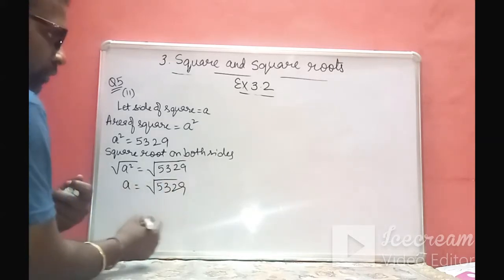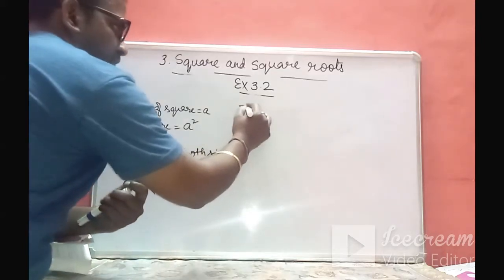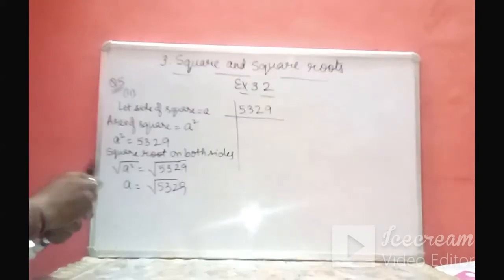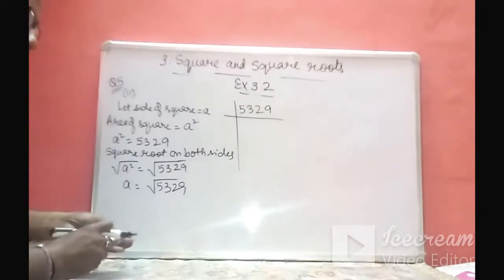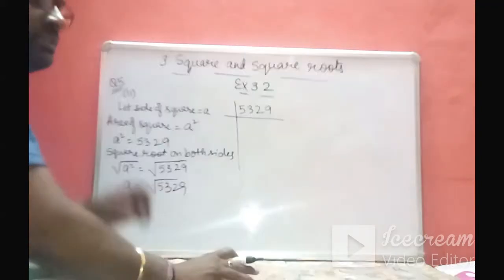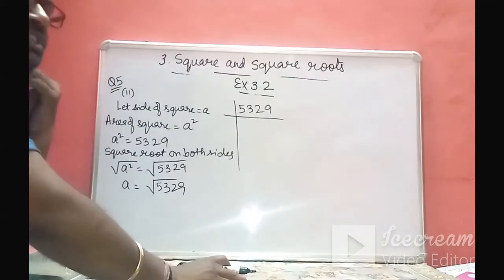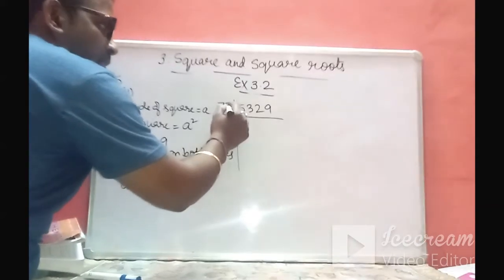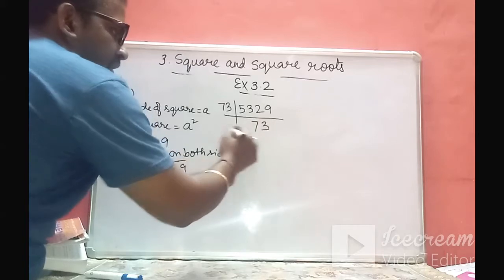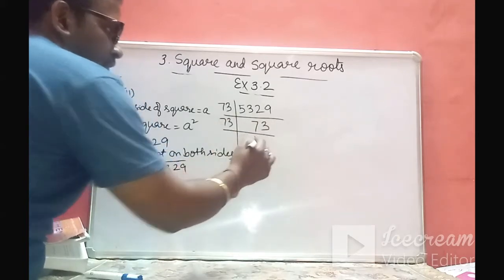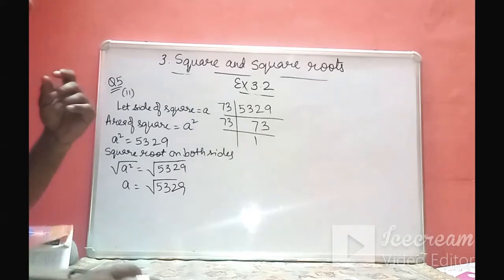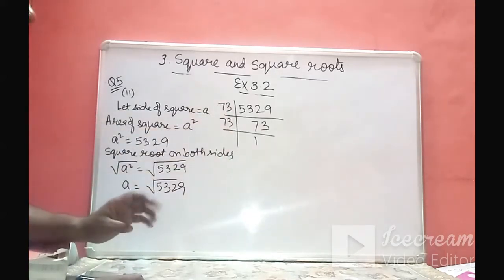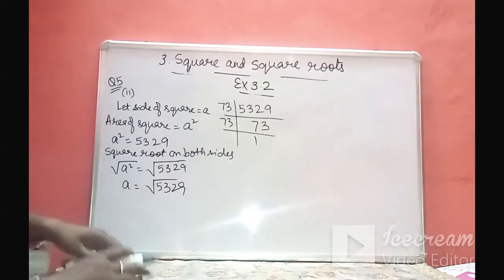So a is equal to the square root of 5329. Now for prime factorization, see, what is the problem with this method when we have numbers like this? This number is not divisible by our simple prime factors like 2, 3, 5, 7, 11, 13. Actually this number is straight away divisible by a prime number, that is 73. So for these types of questions, whenever a certain number is divisible by a big prime number, the long division method is quite successful.